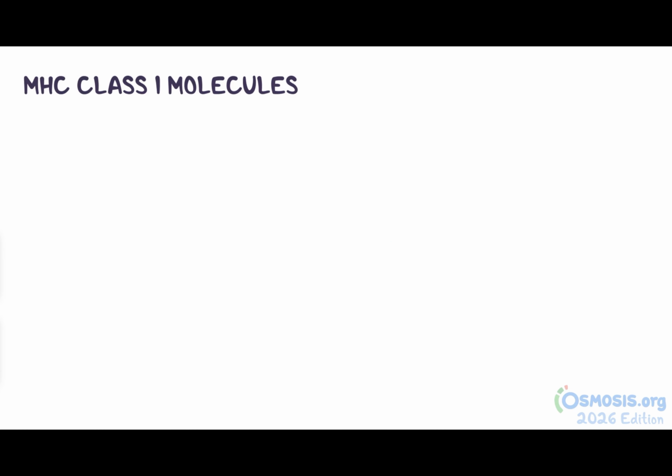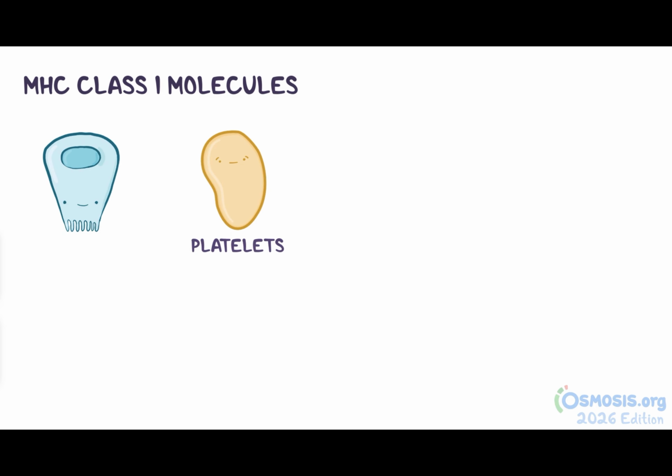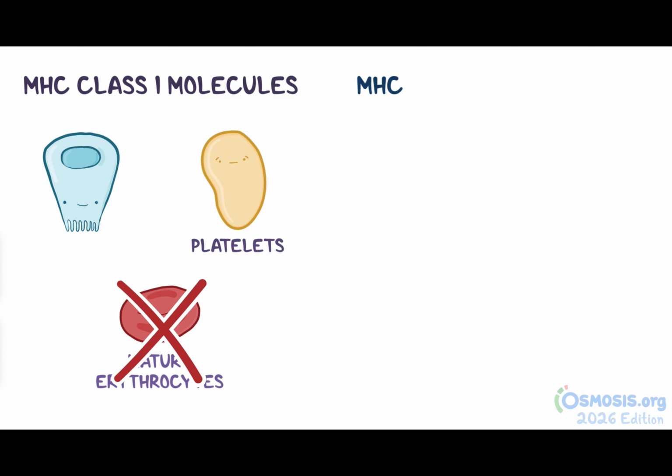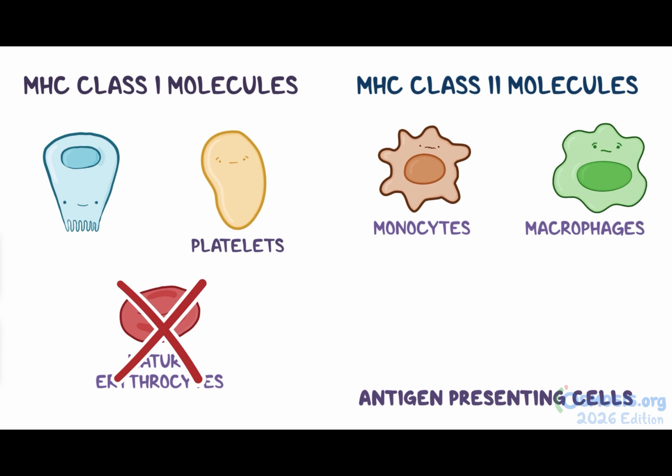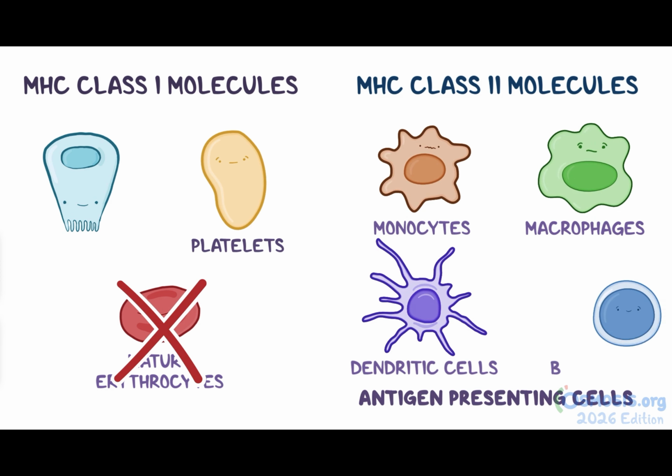HLA proteins that code for MHC class I molecules are found on all nucleated cells throughout the body, even platelets, which are fragments of nucleated cells. In fact, the only cells that don't have them are mature erythrocytes, which don't have a nucleus. MHC class II molecules are only expressed on antigen-presenting cells like monocytes, macrophages, dendritic cells, and B cells.